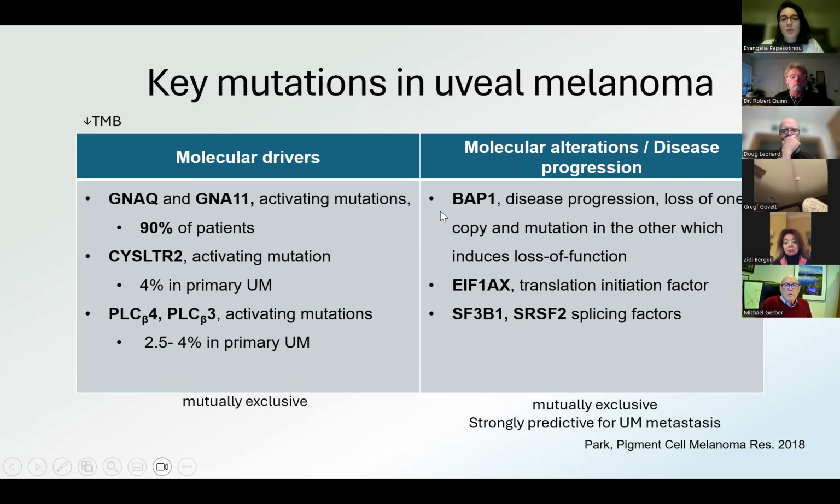Unfortunately, we have disease progression, and for this we require a second set of molecular alterations with a focal point on BAP1 loss, followed by translation initiation factor and splicing factors, which are also mutually exclusive, so we cannot have them at the same time in the same tumor or individual. And they're also strongly predictive for uveal melanoma metastases.